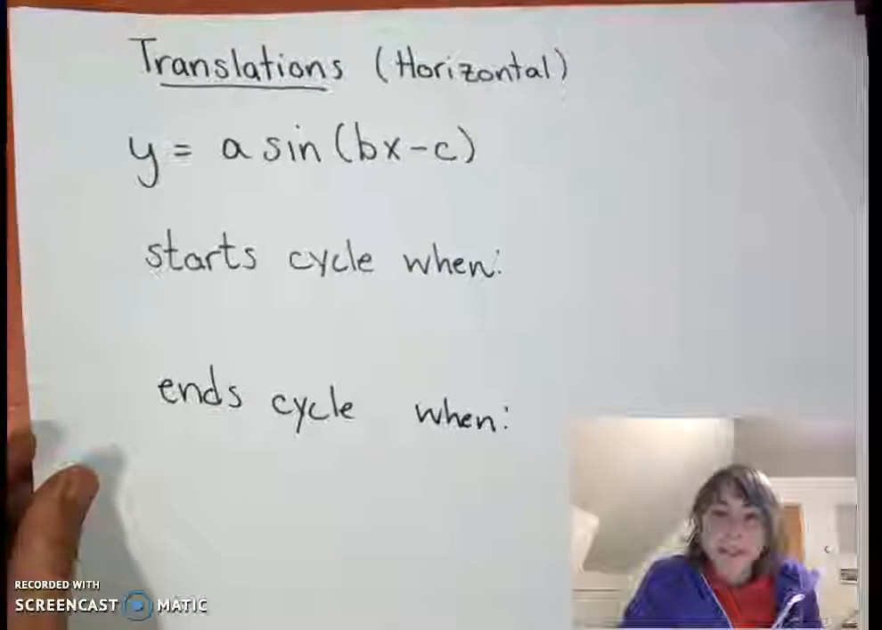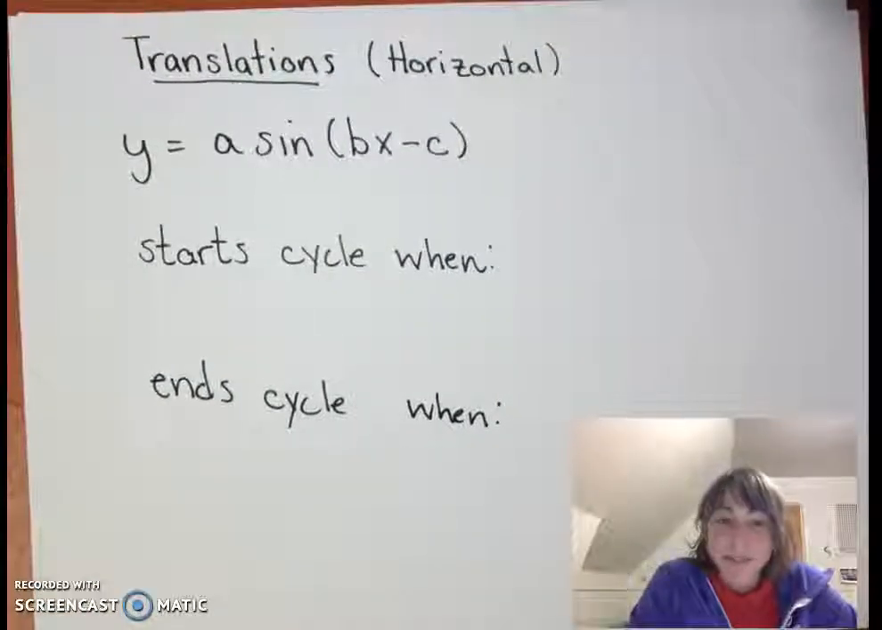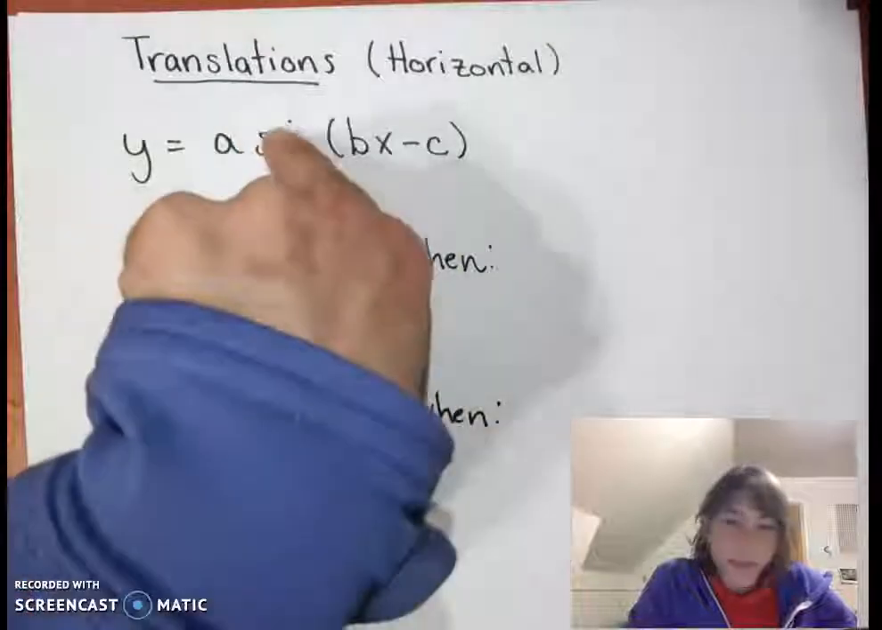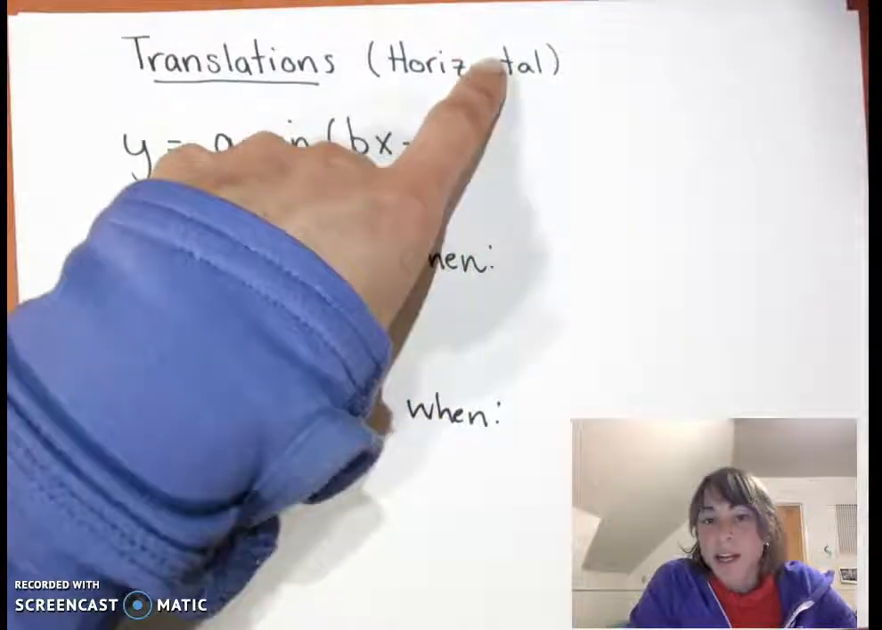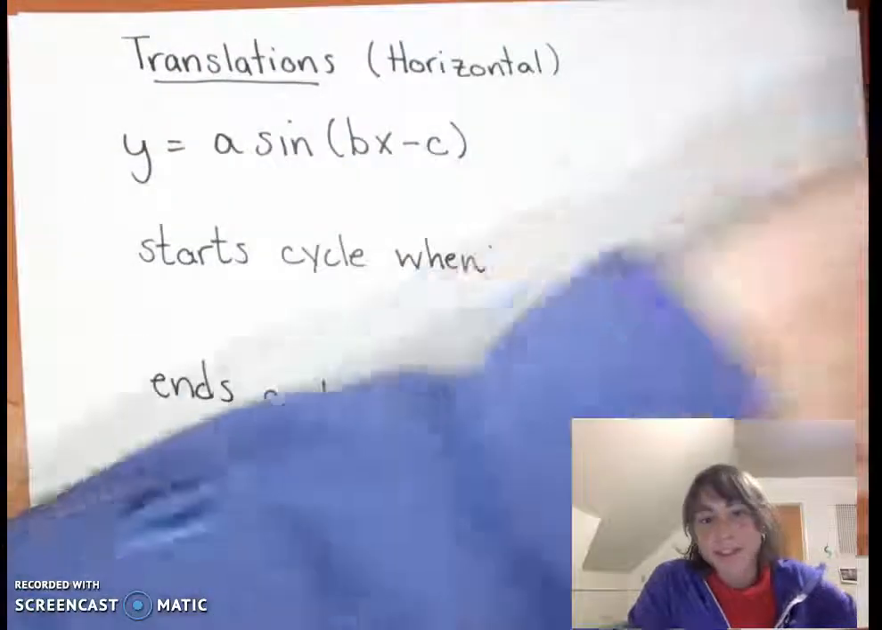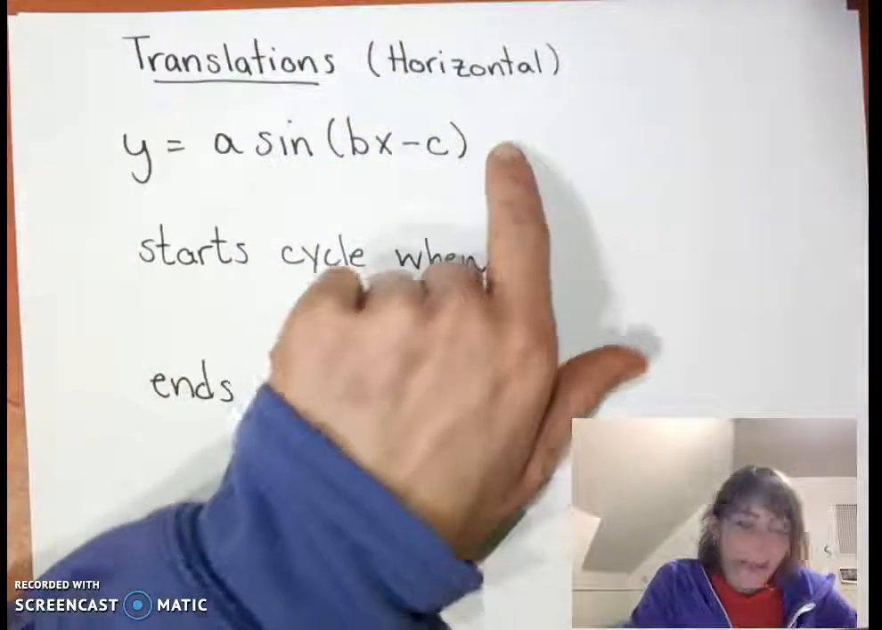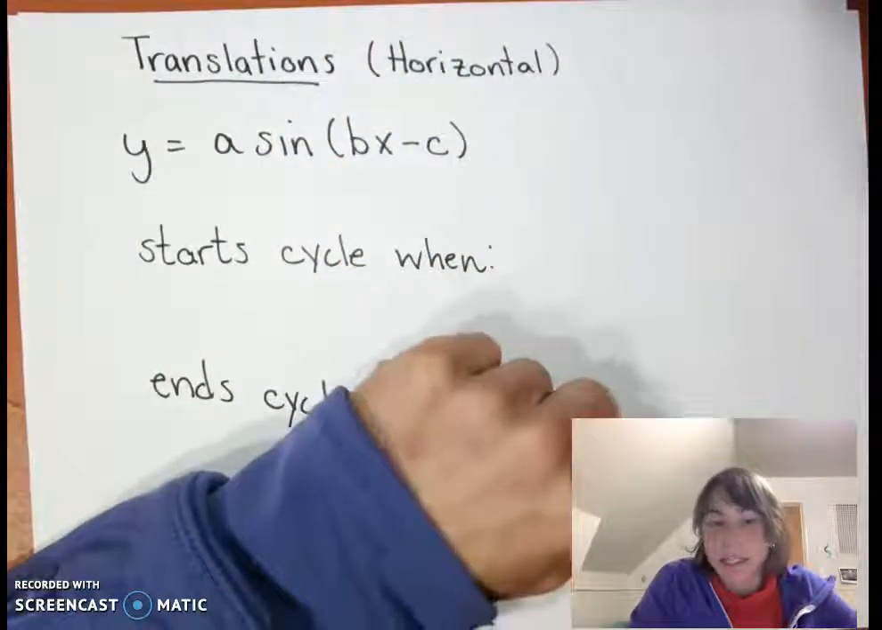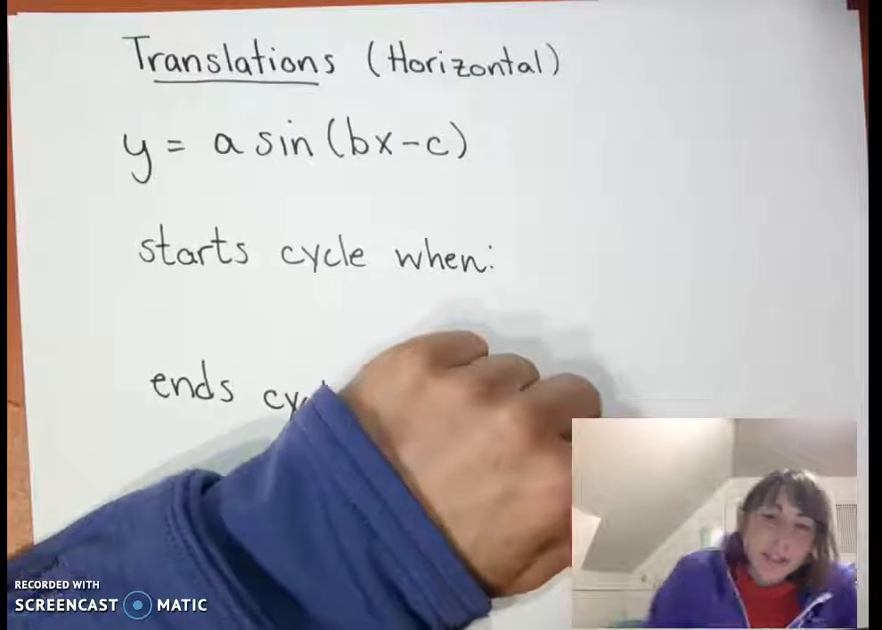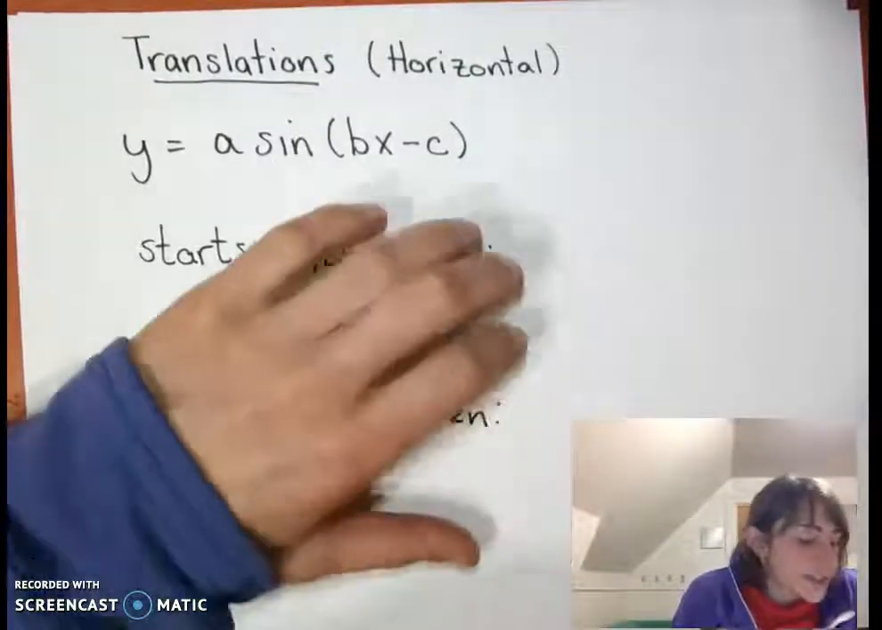Hi everyone, in this video we're going to talk about the last type of transformation that you know about, and that's translations. We're only going to talk about the horizontal type because vertical just shifts up and down by adding onto the end. That's pretty easy to understand. So let's just talk about horizontal translations.